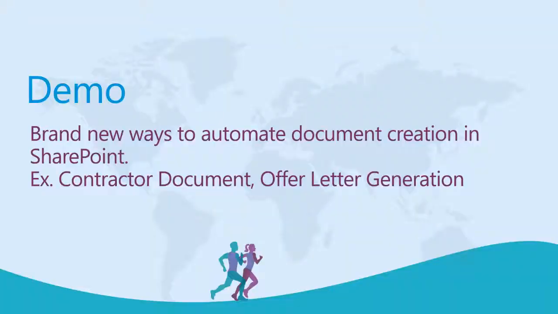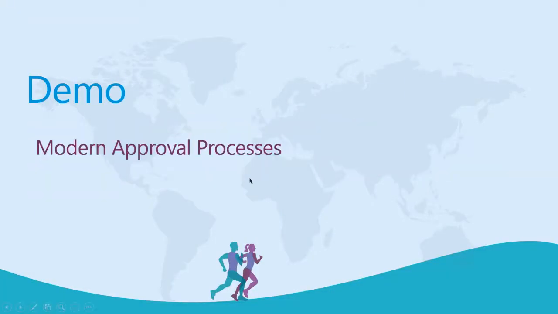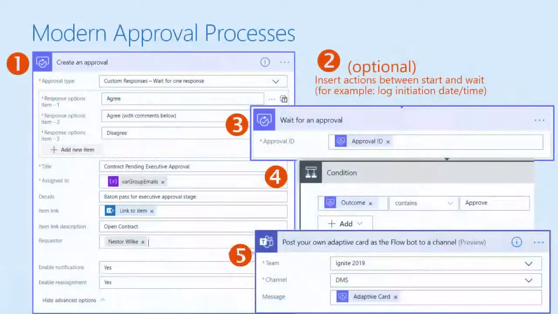That's on the modern approval process. Again, Microsoft Teams has launched lots of actions and triggers that we can use in Power Automate. And this modern approval process is a kind of answer to those.